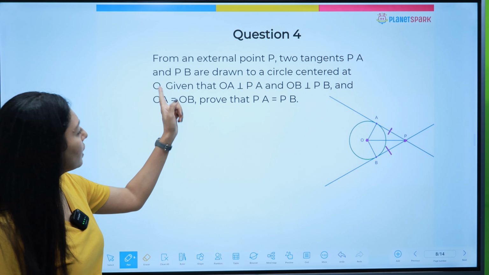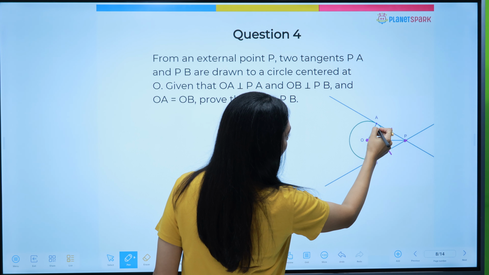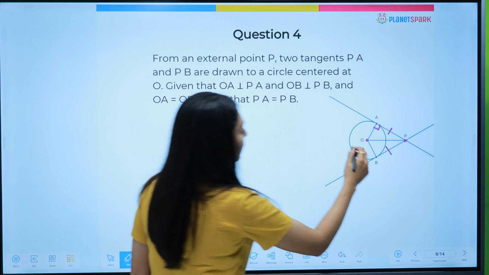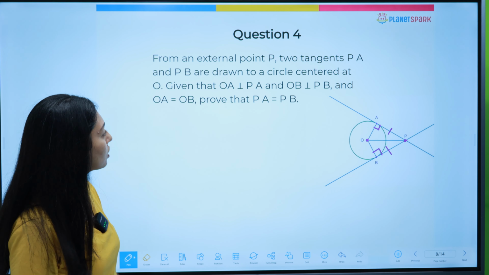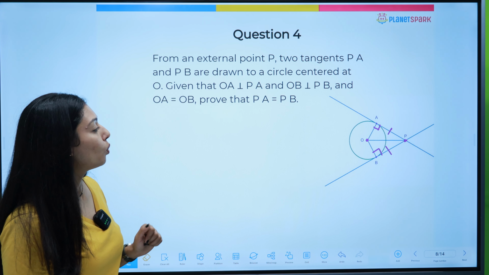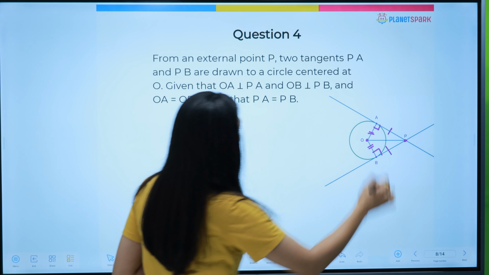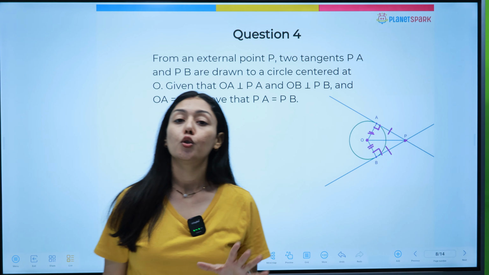Given that OA is perpendicular to PA, yes, this radius OA will be perpendicular to the tangent, obviously. OB and PB are perpendicular, again the radius is perpendicular to the tangent. And OA is equal to OB because both are the radius of the same circle. Prove that PA is equal to PB. Okay, now we have to prove it.